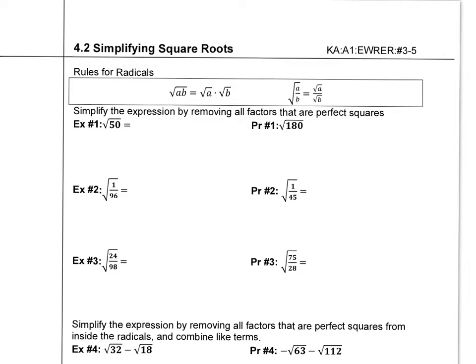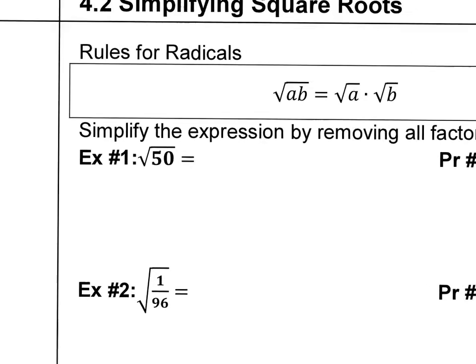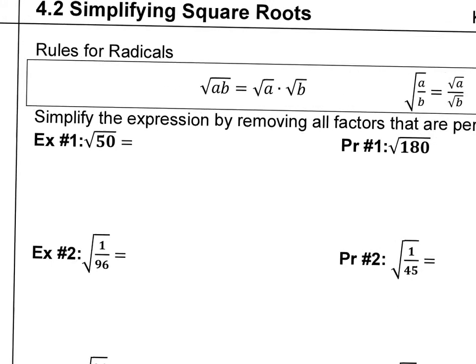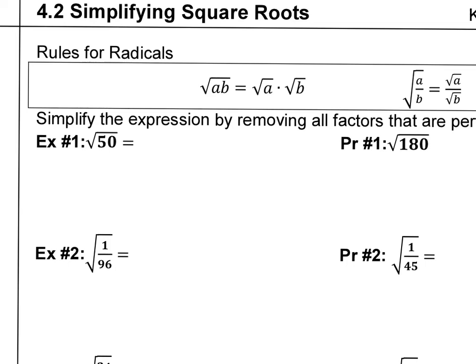Now let's just talk about simplifying square roots. This is review. You should have done this before. What you're looking for is a perfect square that goes into 50, and that's easily 25, right? And so you could write this as 25 times 2. Well, if you could write it as 25 times 2, you could write it as the square root of 25 times the square root of 2.